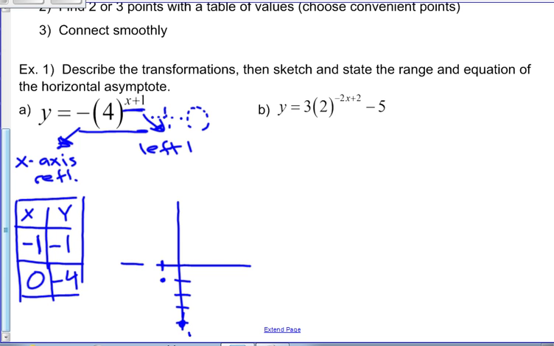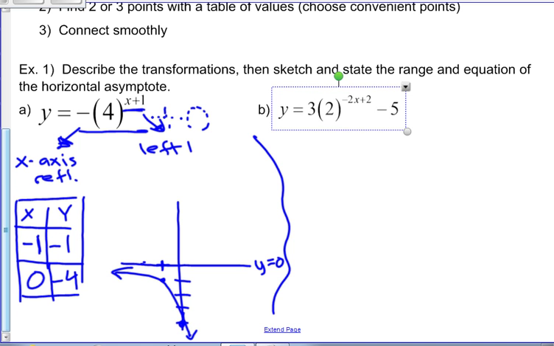I just connect these smoothly. The x-axis is an asymptote. The equation of that asymptote would be y equals 0. That's what the x-axis is. Now, you could have chosen different points. It doesn't matter. There are infinitely many good points to have chosen. All right, let's try the next one.